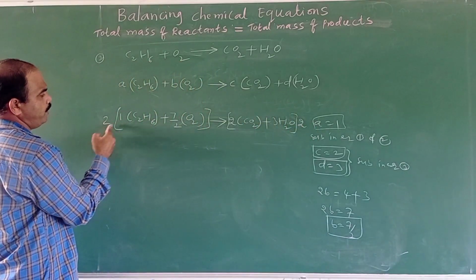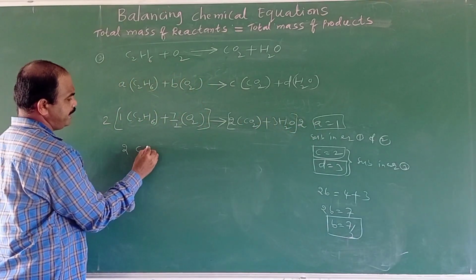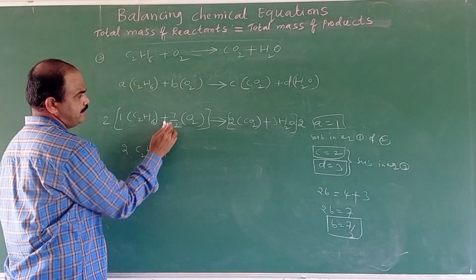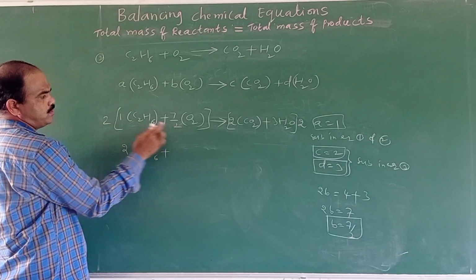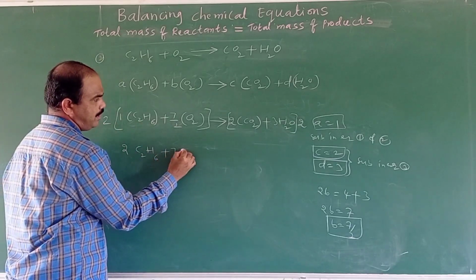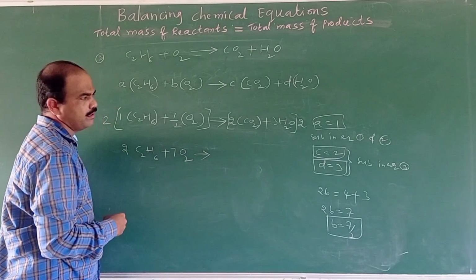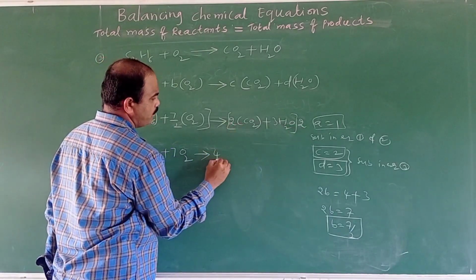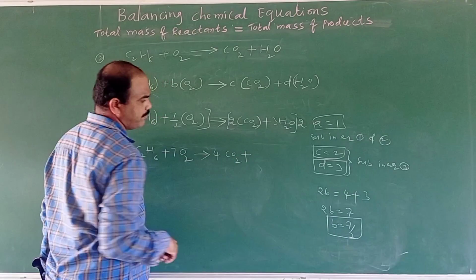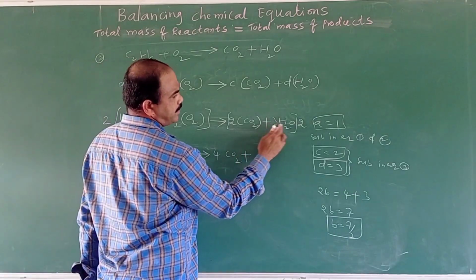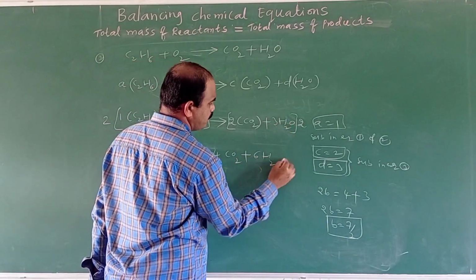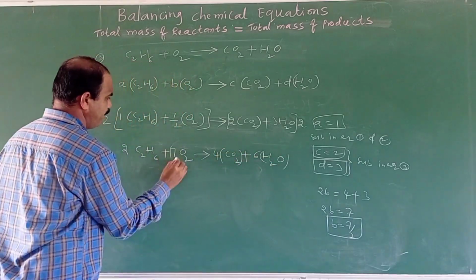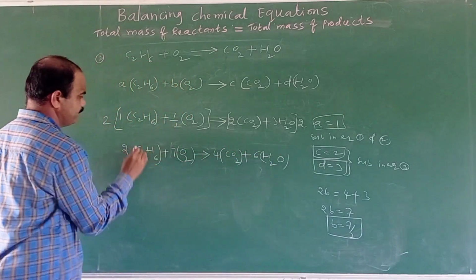So 2 into 1 gives 2 C2H6 plus 7 by 2 into 2, this 2 and 2 will be cancelled, 7 oxygen, plus gives rise to 2 into 2, 4 carbon dioxide plus 3 into 2, 6 H2O. Now check whether the equation is balanced or not.